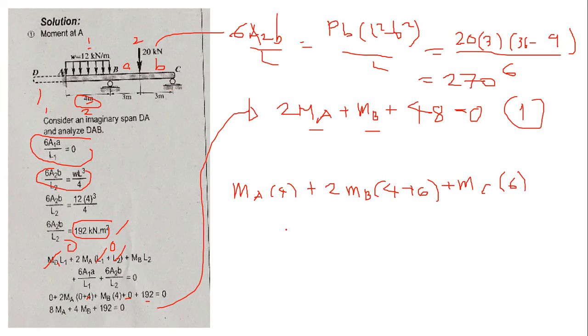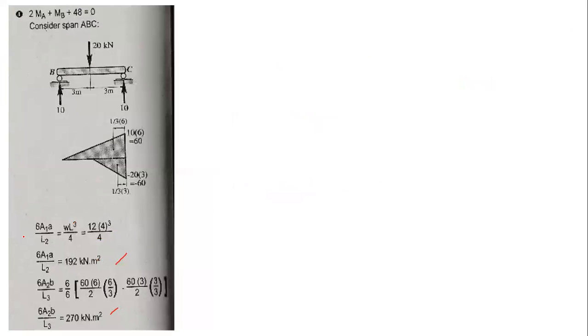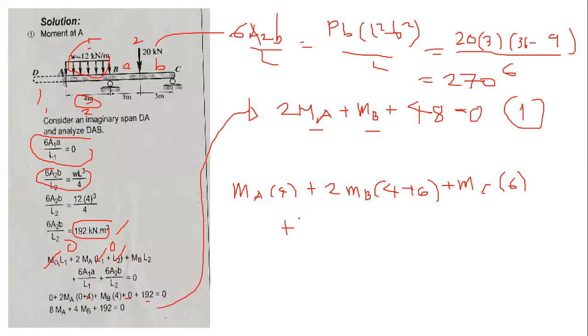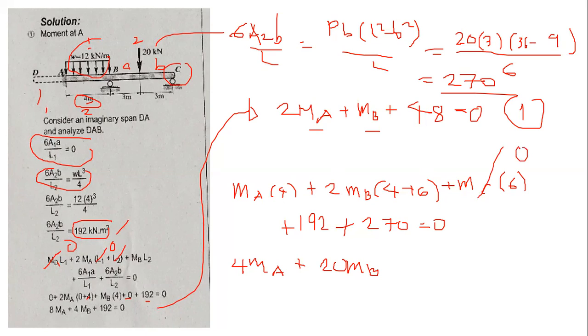Okay? And then plus 6A1 L1. Ito ang 6A1 L1 nito. 1 lang naman, parehas lang naman. Ito yan, no? Ito, 192. And then 6A2B, ito na, kinumpute na natin, 270. Equals to 0. Okay, so you have here 4MA. And then this one, 4 plus 6 is 10 times 2, becomes 20 MB. Plus, moment siya actually here, moment here is 0 kasi hinge support. 0 na yan. And then you have 192 plus 270. Ayan na yung 462.